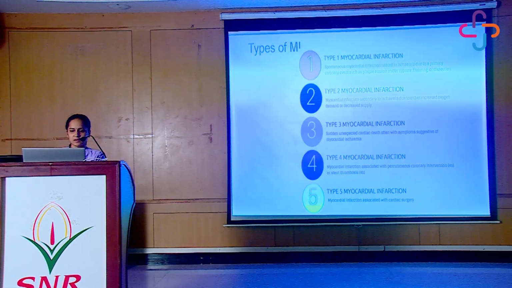And type 3 MI is sudden unexpected cardiac death with symptoms suggestive of myocardial ischemia, where we do not have troponin values. And type 4 MI is MI associated with percutaneous coronary intervention or stent thrombosis, and type 5 MI is MI associated with cardiac surgeries.